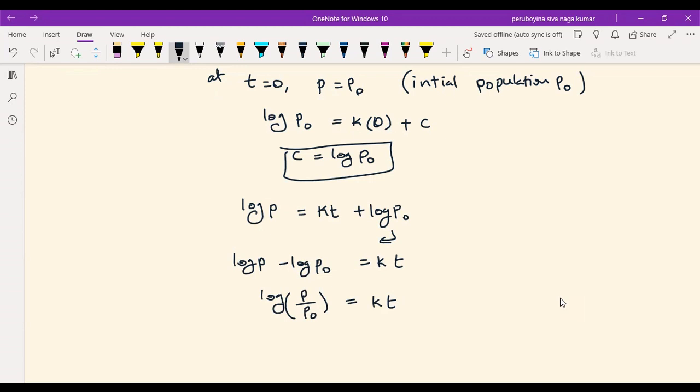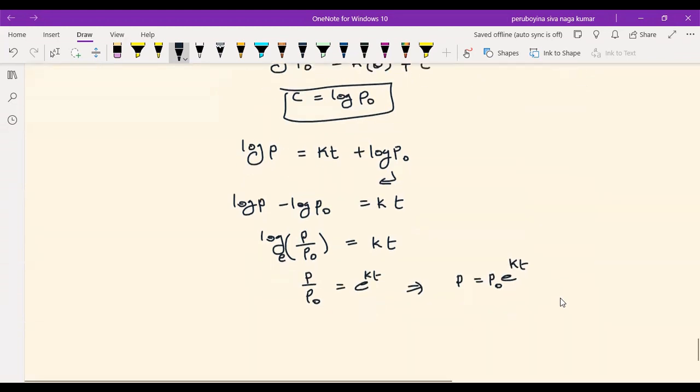And then we will remove this logarithm. So it is a base e. So you can write p by p naught is equal to e power kt. Okay. This implies p is equal to p naught into e power kt, where k is any positive. So similarly, you can define the other things also. This is the formula we are going to use in population growth. So this is the best application of differential equations.